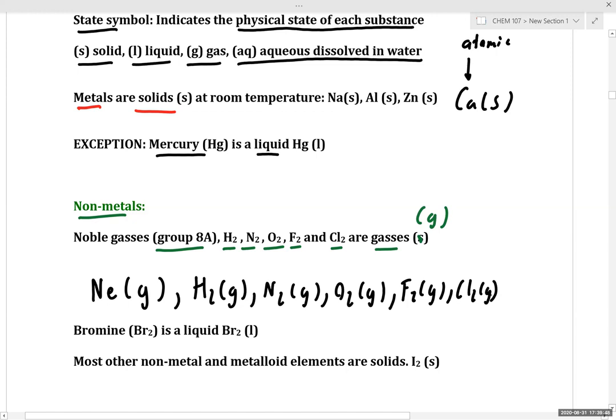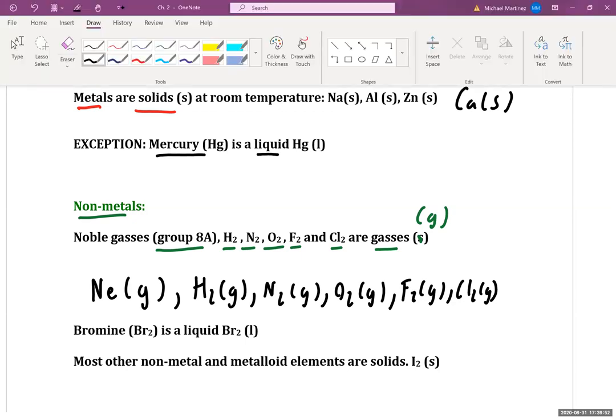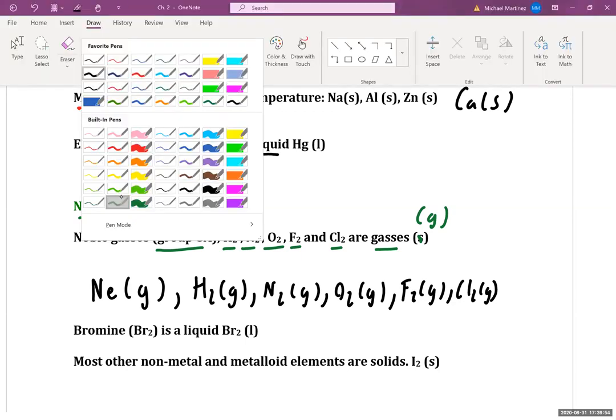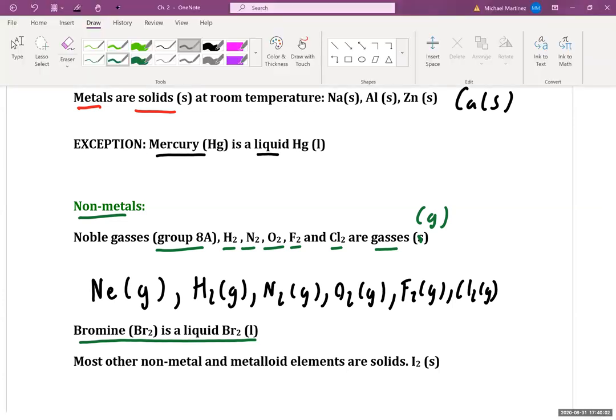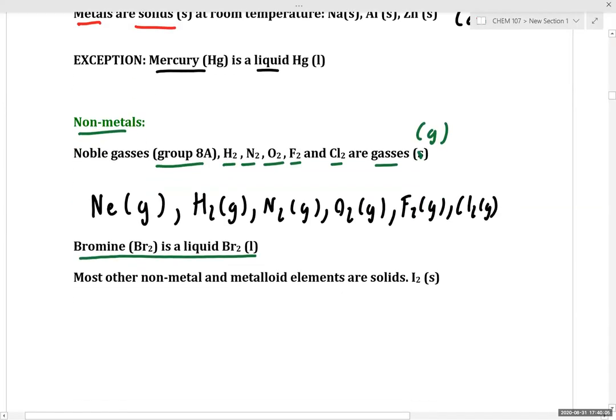From our nonmetals, only one of our nonmetal elements is a liquid, and that is bromine. So bromine is a liquid at room temperature, so we write it as Br2 liquid. Finally, in general, most other nonmetal and metalloid elements are solids. So for example, iodine would be written as I2 solid.